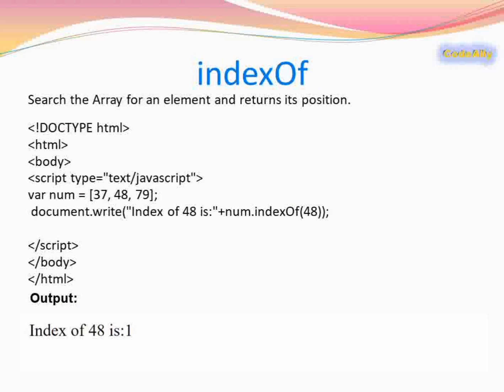Next is the indexOf method. The indexOf method is used to search for an element in the array, and it will return the position. If I want to find a certain element in the array, then we can just pass that element in the indexOf method. We can see from the example we have a variable of array num. If I want to find 48, we just have to write num.indexOf(48). It will return the index of 48, which is 1.